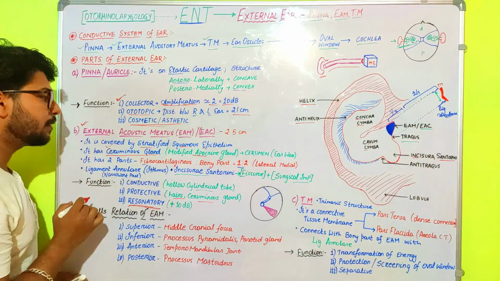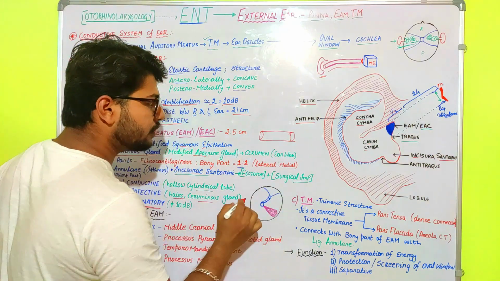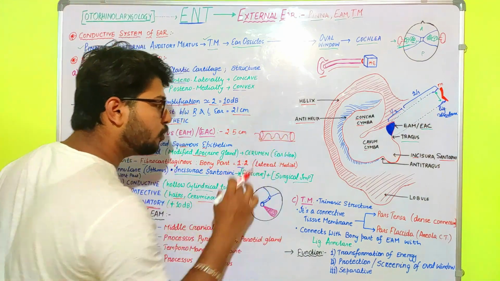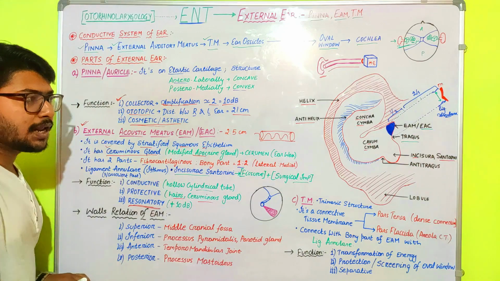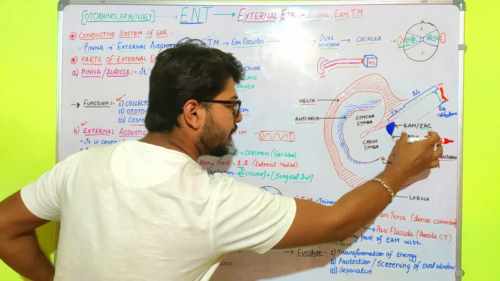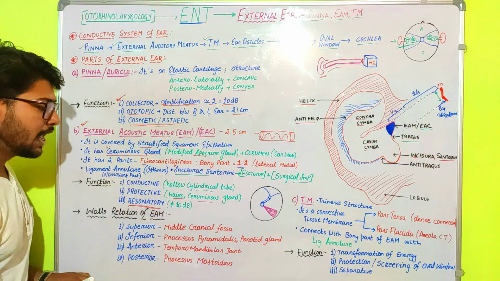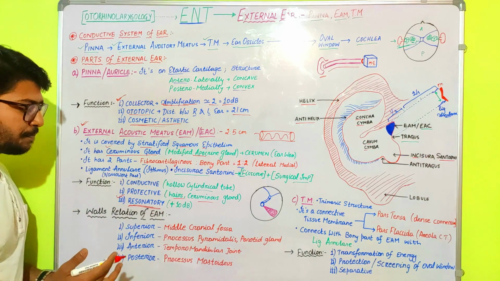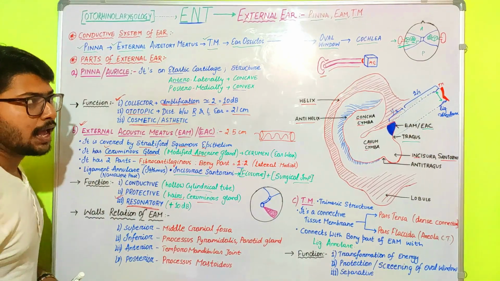This external acoustic meatus acts as a hollow tube, and as we know, as sound waves pass through a hollow tube, the hollow tube helps in increasing the resonance of the sound wave. Similarly, here the external acoustic meatus will act as a resonator that will increase the resonance by 10 decibels.